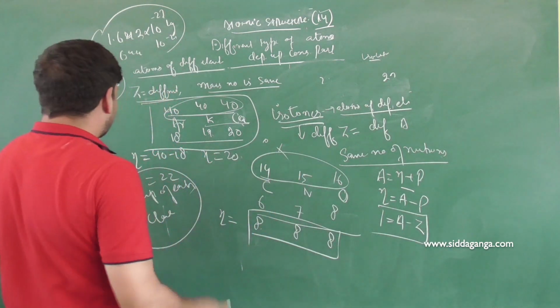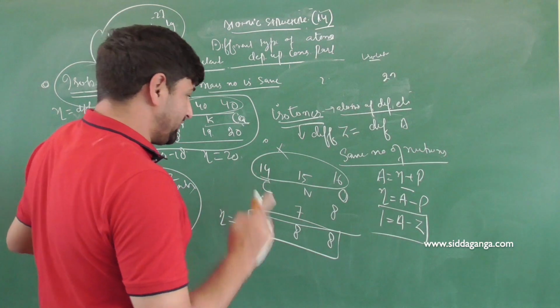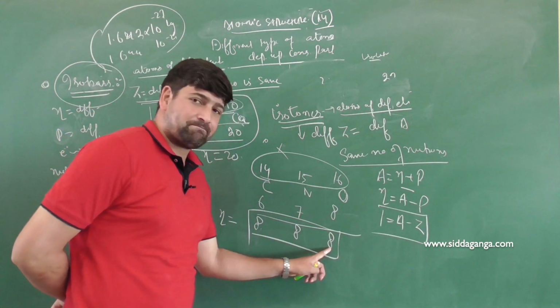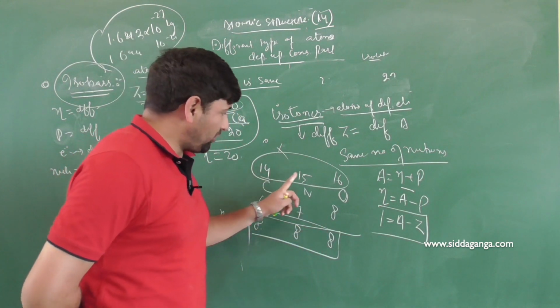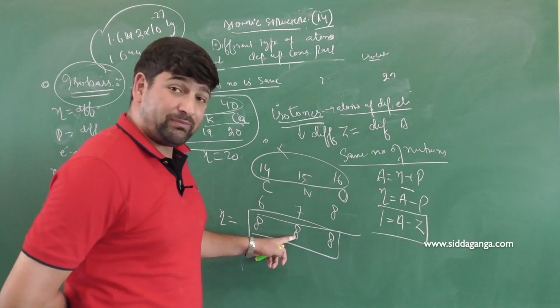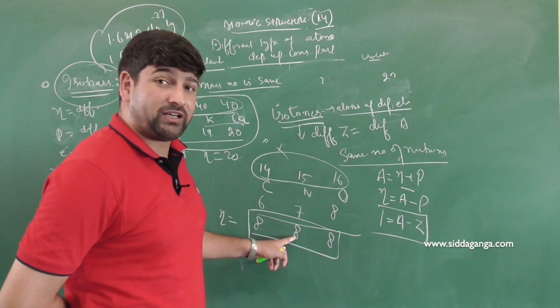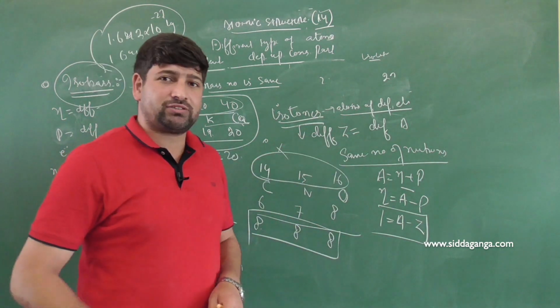Same. So do they have the same number of nucleons? No. But in isobars, we have the same number of nucleons, but their number of neutrons is different. Here the number of neutrons is the same, the number of protons is different. That means their physical as well as chemical properties will be different. Am I clear?